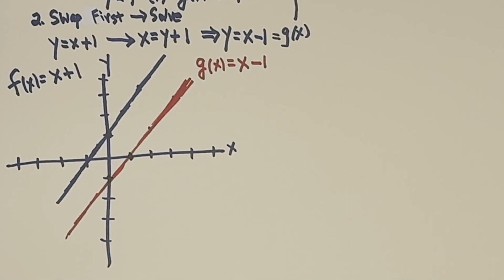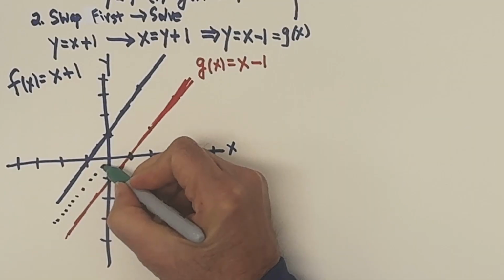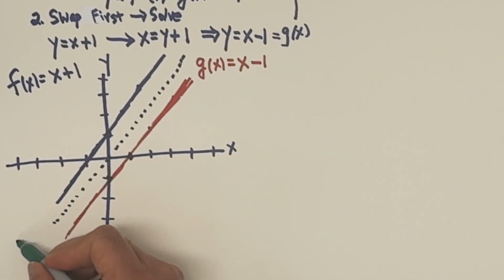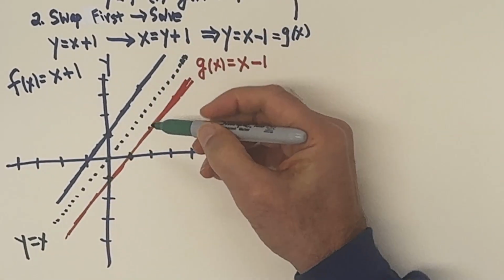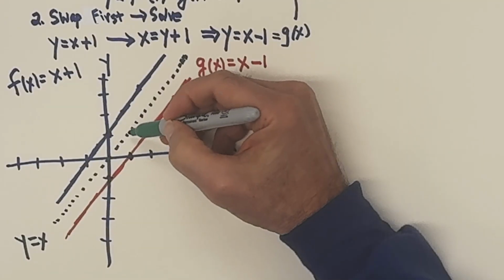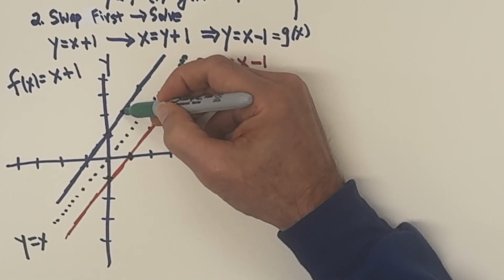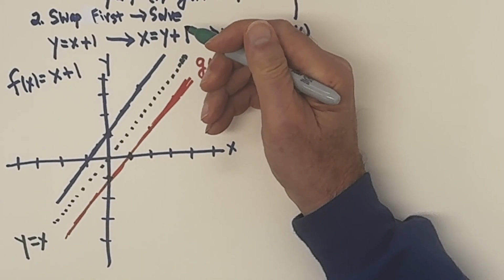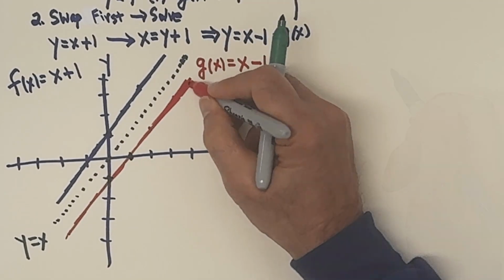Now, the nice thing about the concept of the inverse function is that we can look at this as a reflection about the y equals x line. So here's y equals x, and this is a reflection. You can consider this y equals x as a mirror. If you stand in front of the mirror, your image is going to be the same distance behind the mirror.